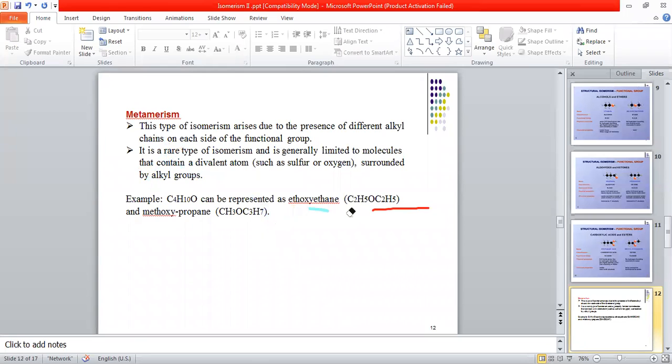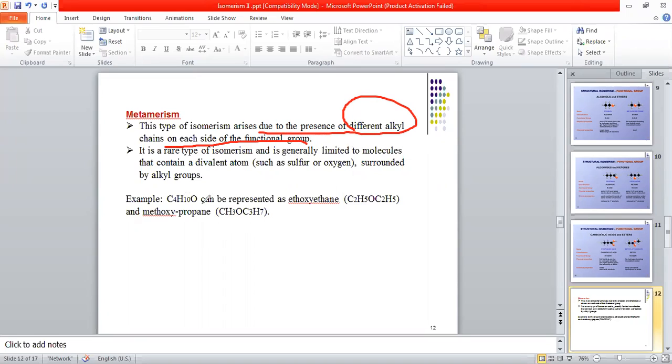Next one is metamerism. So now, what is metamerism? This type of isomerism arises due to the presence of different alkyl groups on the side chain. This you have to remember always: it arises due to the presence of different alkyl groups on each side of the functional group. It is a rare type of isomerism, and it contains a divalent atom surrounded by the alkyl groups.